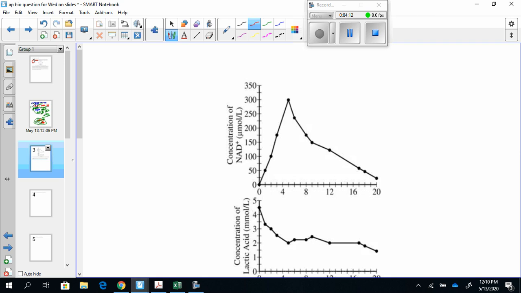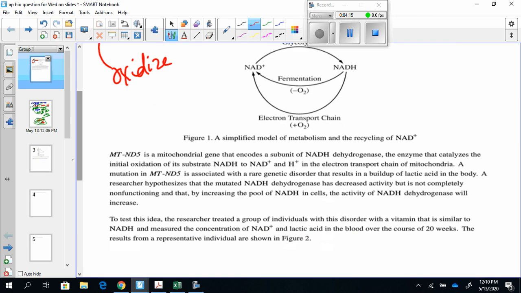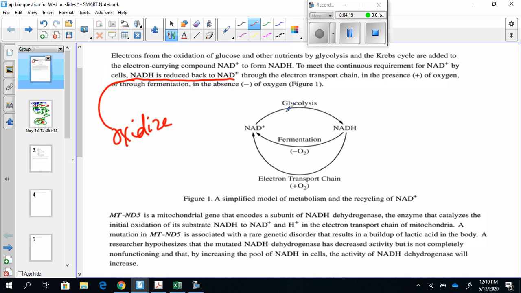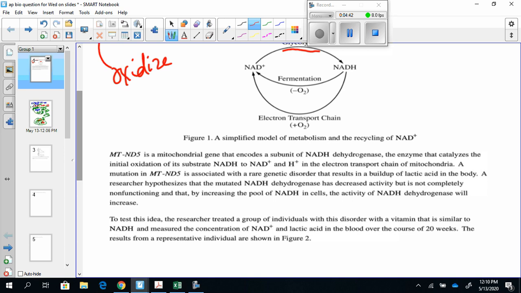All right, back to the question. So here is their little diagram. Their little diagram is showing glycolysis changes NAD plus into NADH, and then fermentation, with no oxygen available, will change the NADH back to NAD plus, or the electron transport chain, if you do have oxygen available, will change NADH back to NAD plus. All right, next part of the question.